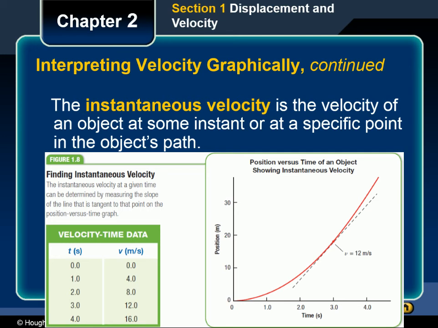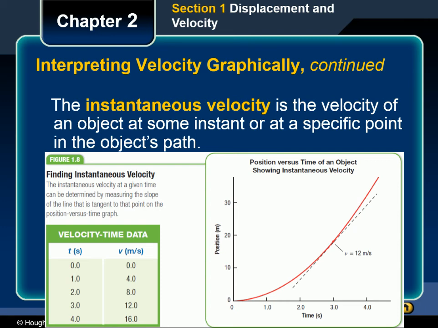For example, between t = 0 seconds and t = 2 seconds, the object moves 8 meters, and its average velocity in this time interval is 4 meters per second, because average velocity is equal to 8 meters divided by 2 seconds. However, between t = 0 seconds and t = 4 seconds, it moves 32 meters, so its average velocity in this time interval is 8 meters per second, because average velocity is equal to 32 meters divided by 4 seconds. We obtain different average velocities depending on the time interval we choose.